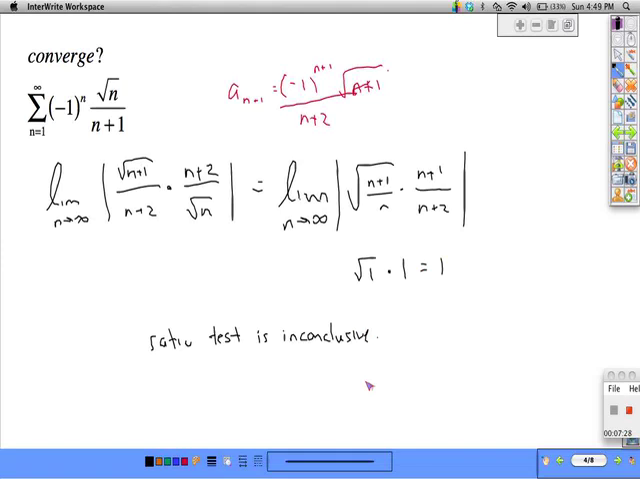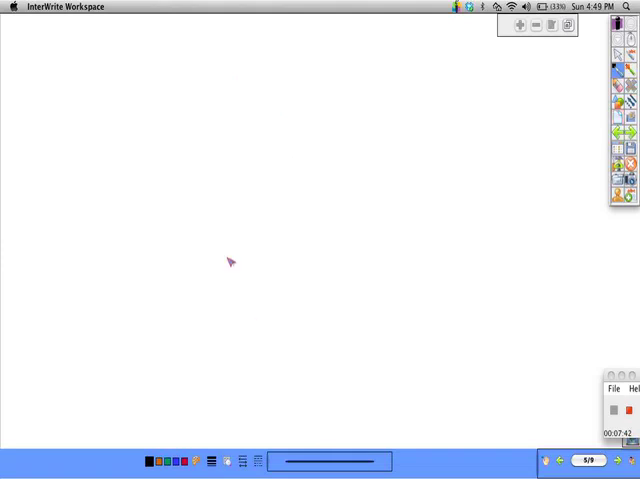So we have to go to a different test, and you might have been thinking, well, why don't you just use the alternating series test? I wanted to show you how the ratio test could be inconclusive. So now I'm going to go to the alternating series test. And with that one, remember we take the limit as n goes to infinity of the square root of n over n plus 1. That needs to equal 0.